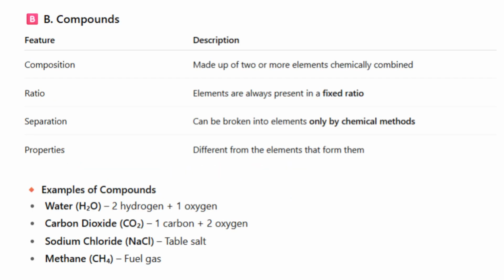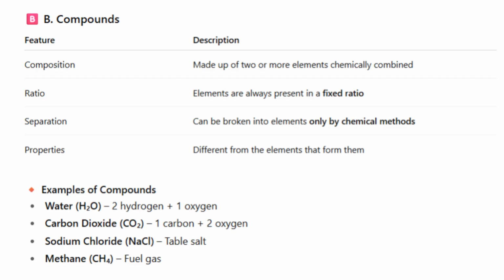B. Compounds. Feature description. Composition: made up of two or more elements chemically combined. Ratio: elements are always present in a fixed ratio. Separation: can be broken into elements only by chemical methods. Properties: different from the elements that form them.